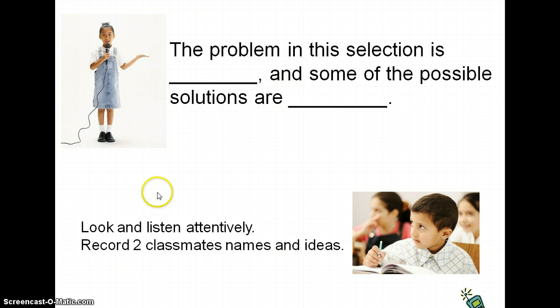Now what the students would be doing, and this is the students who are listening in the audience, you see this student here, he's sitting down with his pencil in his hand and his notebook open, and he's ready to take notes, and he's listening attentively. So what students do in the audience is they look and listen attentively, and then they're going to record two classmates' names and ideas. So this is always on the screen, and it's something that the kids can see and not forget. Okay, so that is academic discourse.